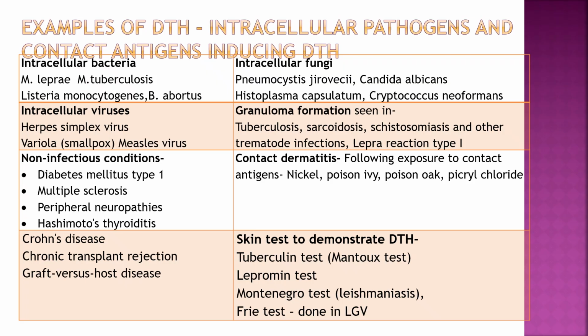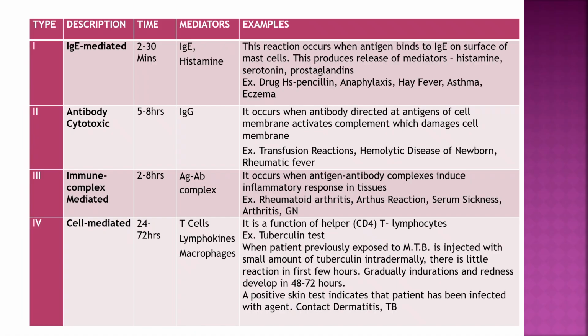Non-infectious conditions, diabetes mellitus type 1, multiple sclerosis, peripheral neuropathies, Hashimoto's thyroiditis, Crohn's disease, chronic transplant rejection, graft versus host disease. Contact dermatitis following exposure to contact antigens, nickel, poison ivy, poison oak, picryl chloride. Skin tests to demonstrate DTH: tuberculin test, that is Mantoux test, lepromin test, Montenegro test in leishmaniasis, and Frei's test done in LGV.